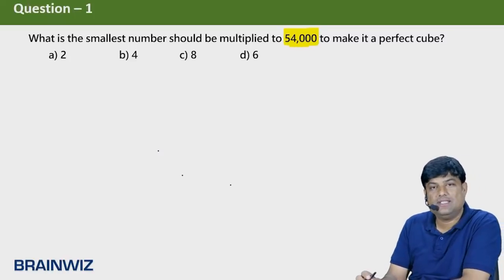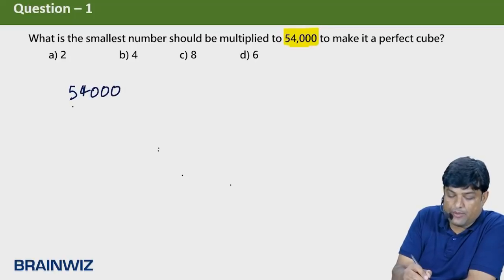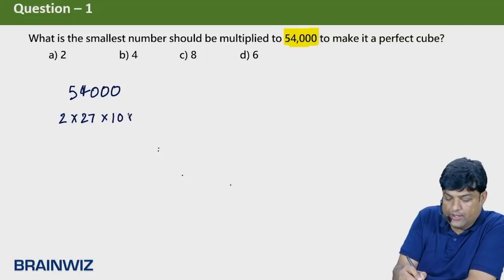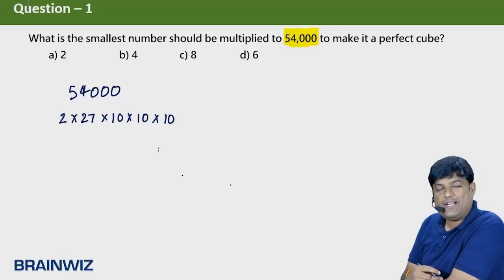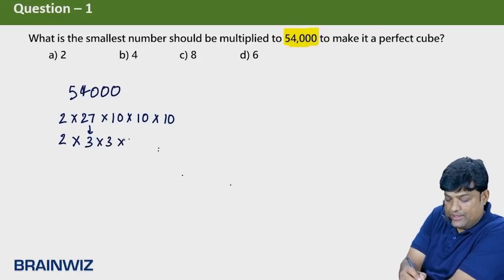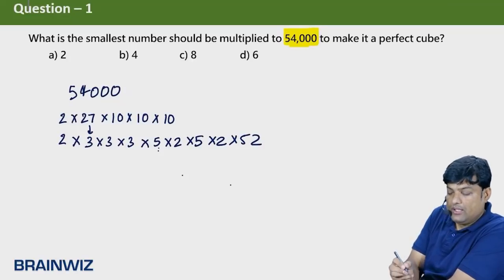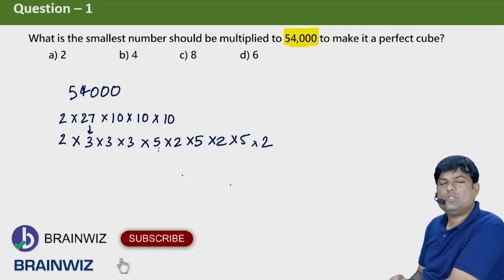What are the factors? Let's see the factors of 54,000. 54,000 can be written as 2 into 27 into 10 into 10 into 10. Here you can further factorize these products. So 2 into 27 can be written as 3 into 3 into 3, and 10 can be written as 5 into 2, again 5 into 2, again 5 into 2. Students, these are all the factors of 54,000.